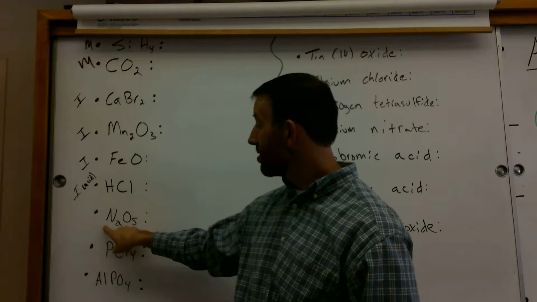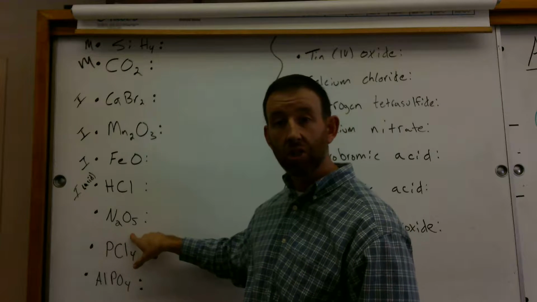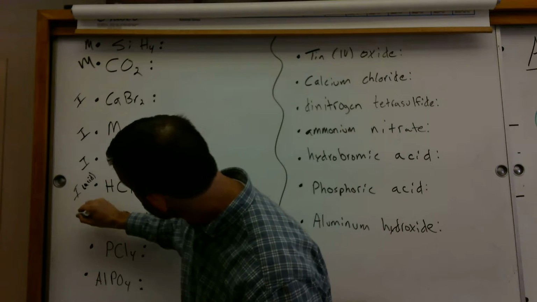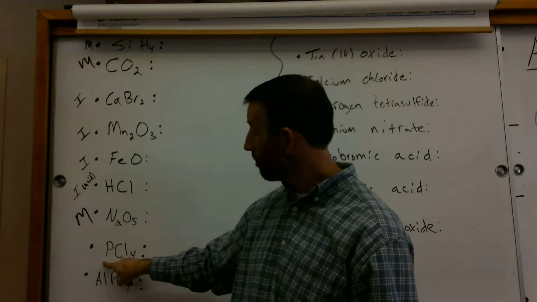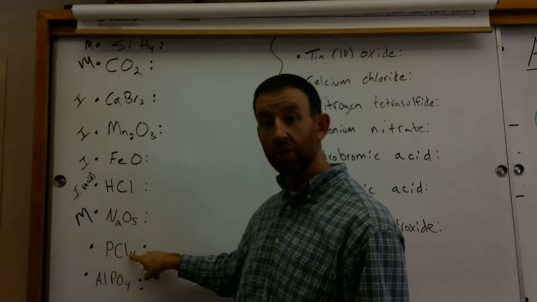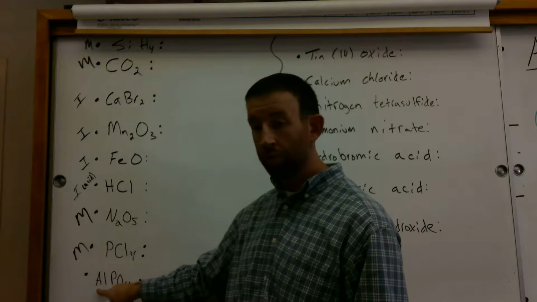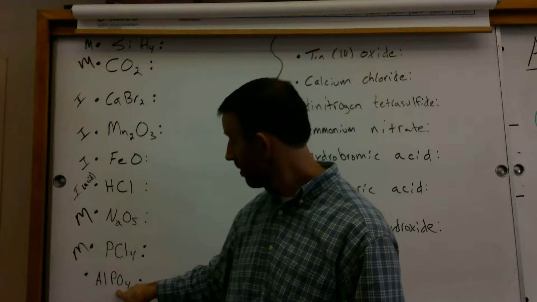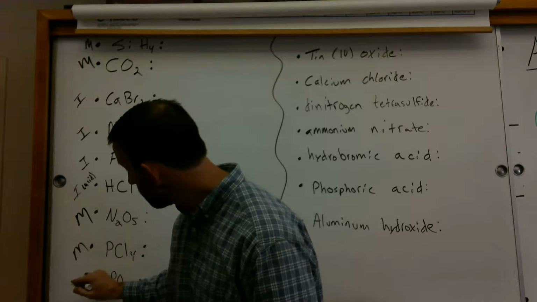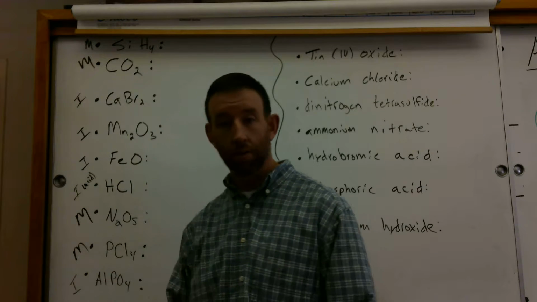All right, we've got N2O5, nitrogen and oxygen are both nonmetals, so that's molecular. PCl4, phosphorus and chlorine, nonmetals, molecular. Aluminum phosphate. All right, aluminum is a metal, that's ionic.